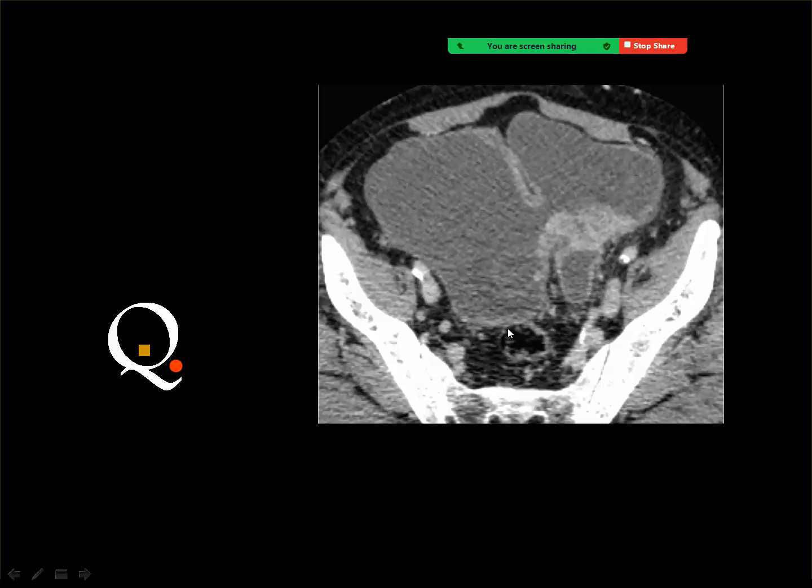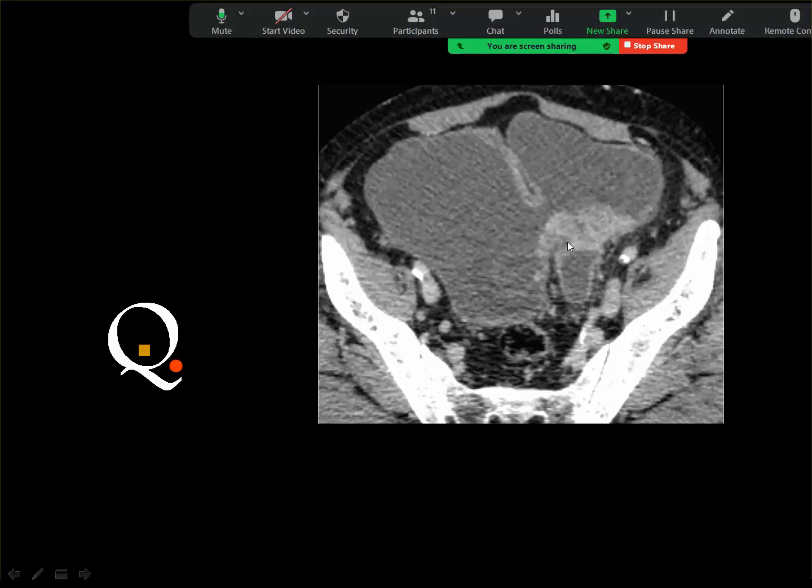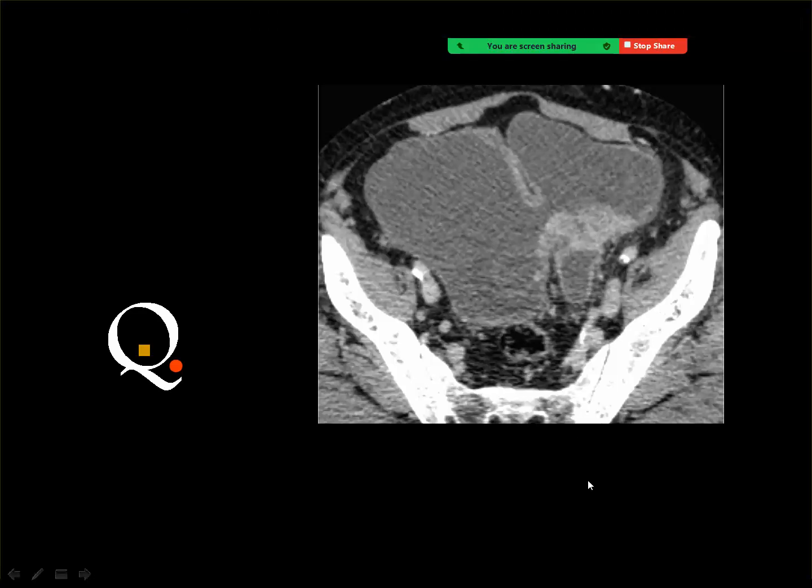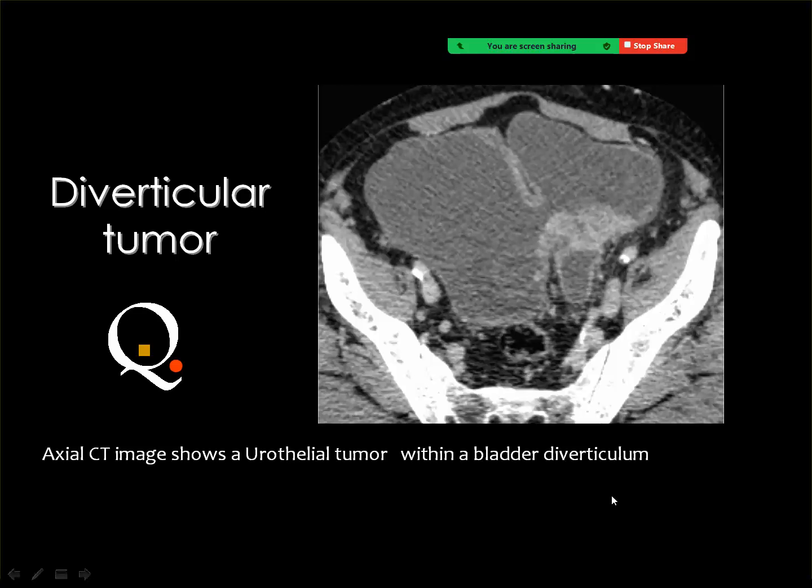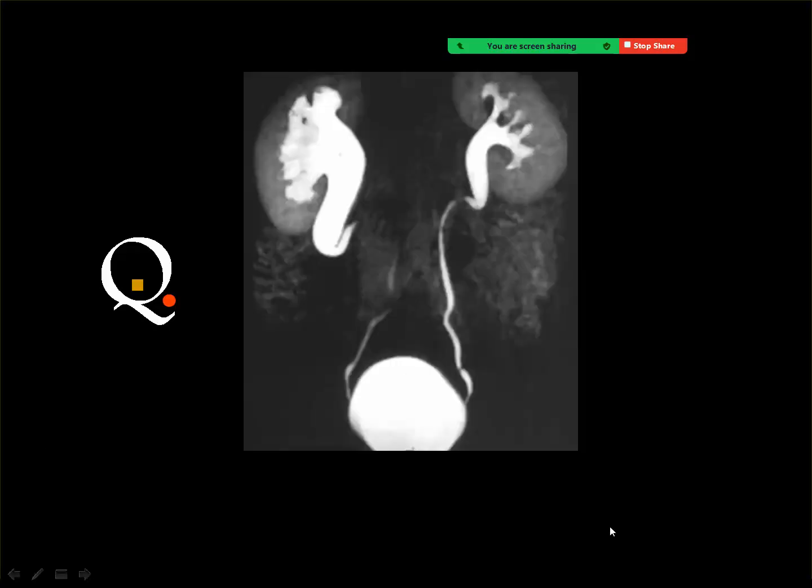This is the urinary bladder, and this is the big vesical diverticulum that is connected to the bladder via a broad neck. And in the diverticulum, you can see an enhancing soft tissue mass, which is diagnostic of carcinoma, urothelial carcinoma, that has occurred in a urinary bladder diverticulum, which is a common finding in clinical practice.